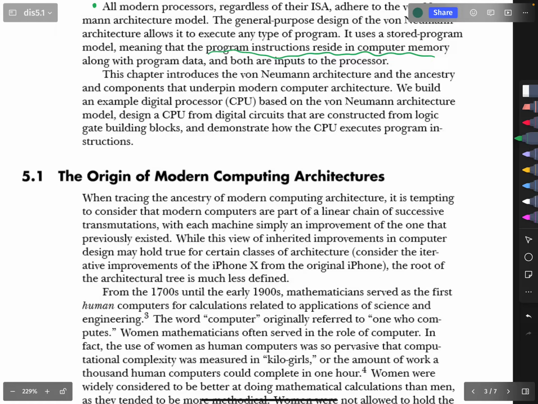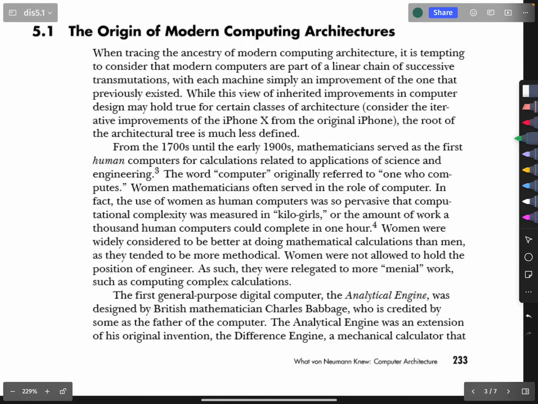Programs themselves are data, so that's maybe distinctive of von Neumann models, that doesn't necessarily have to be true in other computer models. Rather than putting programs directly into the processor, programs are data, they are stored in memory, which is an important innovation. So here we'll look at the origins.